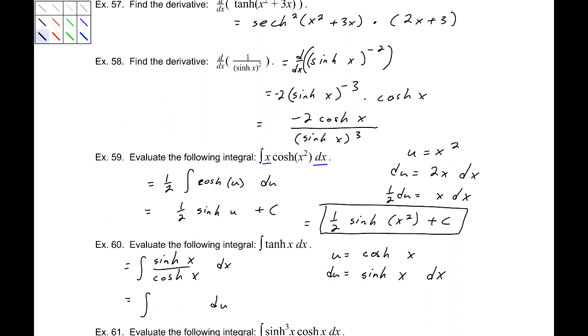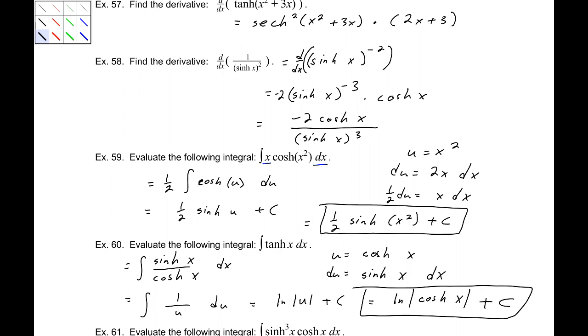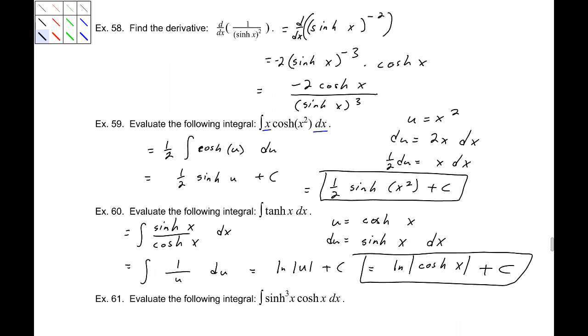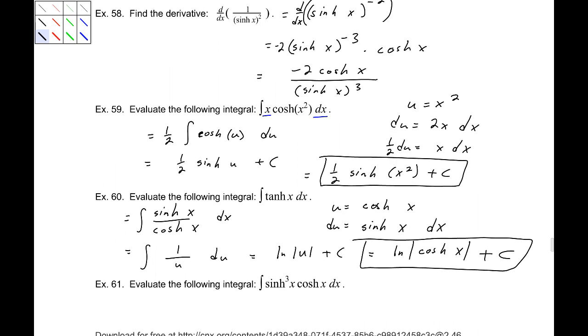So this actually transforms into 1 du, okay, just du, over u. So 1 over u du, whose integral is ln of the absolute value of u, which would then be the natural log absolute value of cosh x plus c. When you first start out with that, it doesn't look like that's the direction you're going to go, but in fact you do.